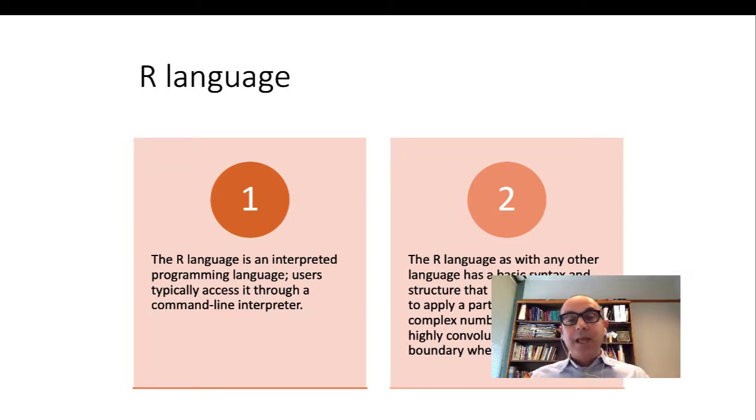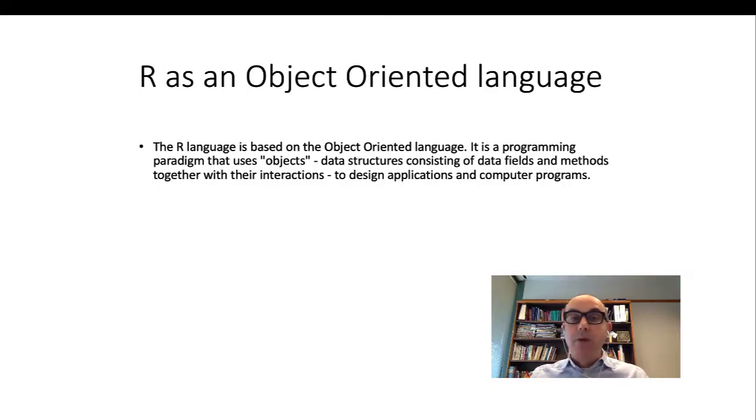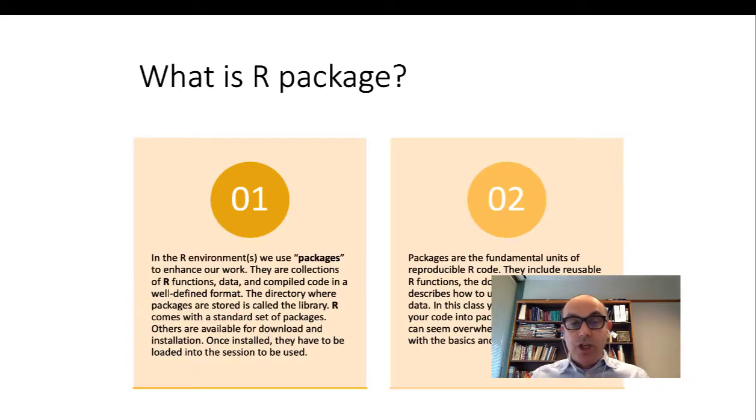So the R language, like any other language, has a basic syntax and structure that gives us the ability to create statistical analysis and convert those statistical models into a programming language that can be run. R is basically an object-oriented language where the objects are data structures that consist of data fields and methods, in order for us to get the interaction to design applications and programming languages.